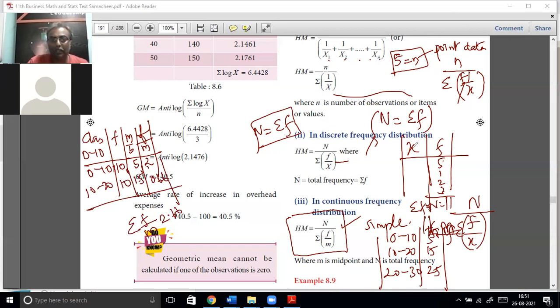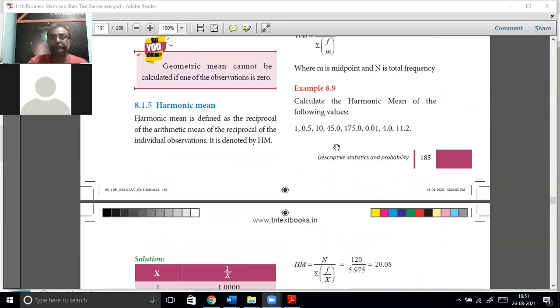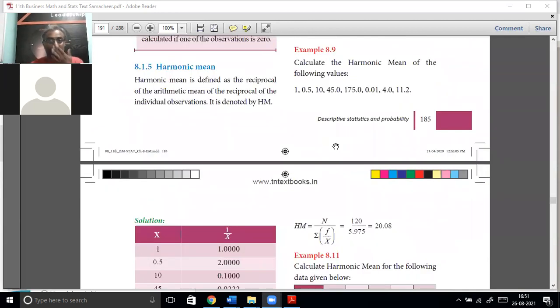So let us go ahead and do a sum instead of simply staring at the formula. Example 8.9. Calculate the harmonic mean of the following values: 1, 2, 3, 4, 5, 6, 7, 8. n is equal to 8. Why are we taking n is equal to 8? Because raw data is given. So it is a very simple formula. What is the formula? The harmonic mean is equal to n divided by sigma 1 by x.